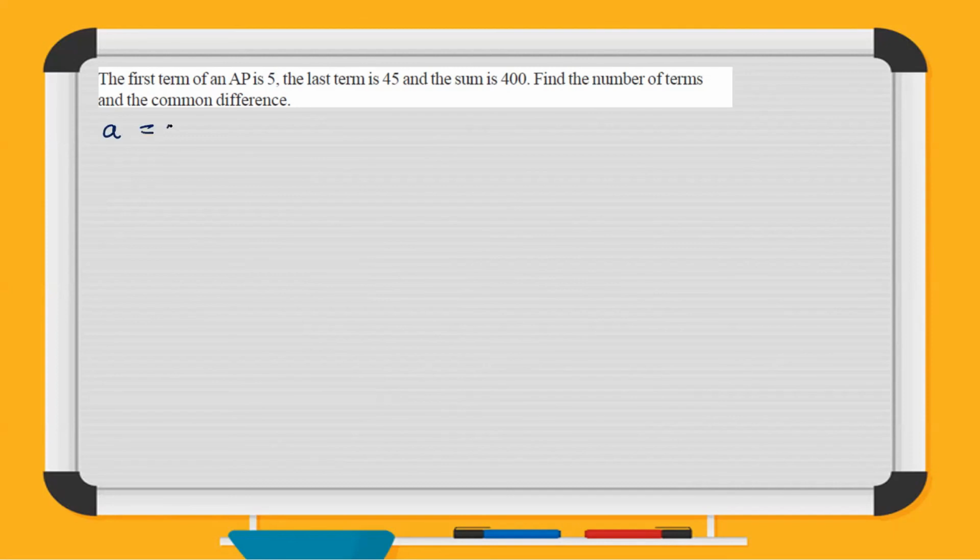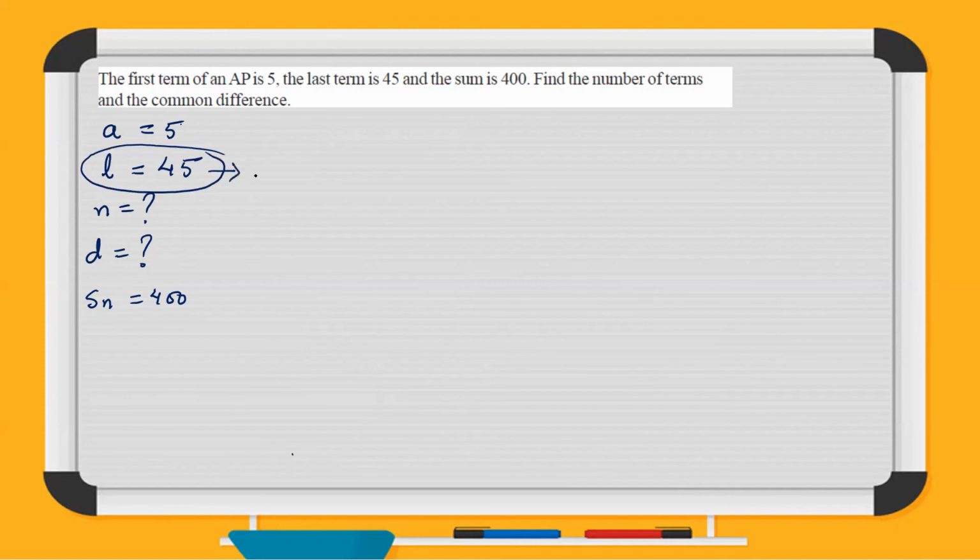So a is equal to 5. Let l be denoted by the last term. Last term is given as 45 and n is not known. We don't know n, we don't know d, right? But what we know is the sum of these n terms, that is Sn is equal to 400. We need to find these things, right? So when l is given, how do we find out n? We have one more formula for finding out the sum, wherein this l is taken as an or tn.